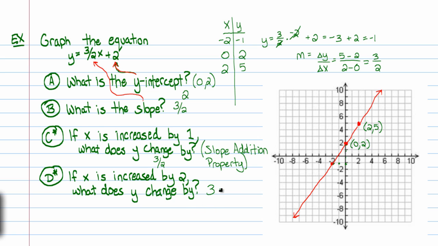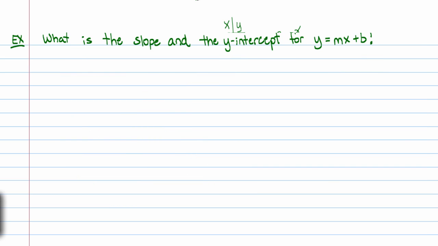Great. Now I want to show you that this is true in general, that when I give you an equation y equals mx plus b, the y-intercept is b and the slope is m. So let's go ahead and show that that is true in general. Now, this question I'm asking right now, what is the slope and the y-intercept for y equals mx plus b? I just told you what it was, right? We have a theorem that says the slope is m and the y-intercept is b. Why are you asking me this?